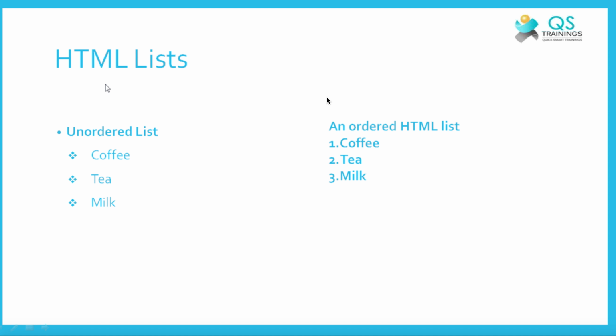And then we can create different types of lists using HTML. We can create unordered lists and ordered lists as well. In an unordered list, bullets are used, whereas in an ordered list, we can specify the numbering, and we can also specify the type of number or the type of bullets to be used. So different kinds of lists can be created using HTML.